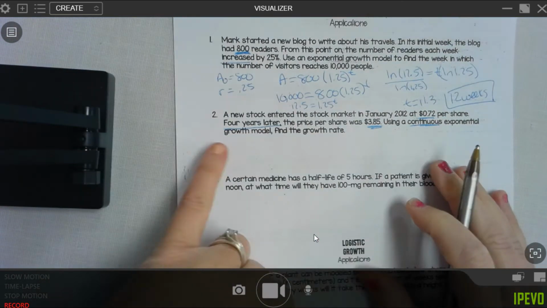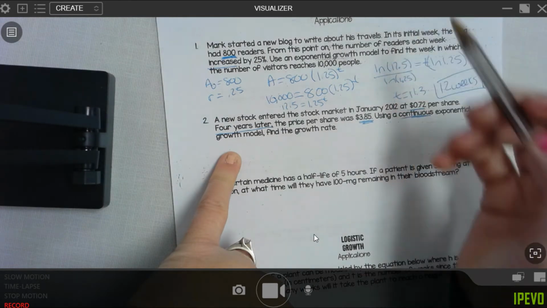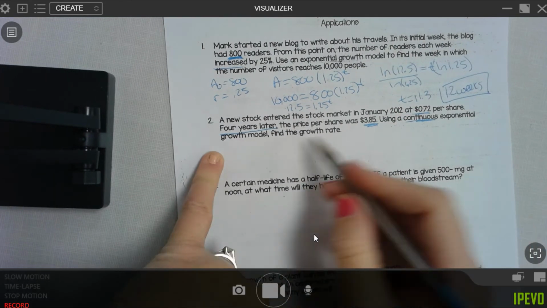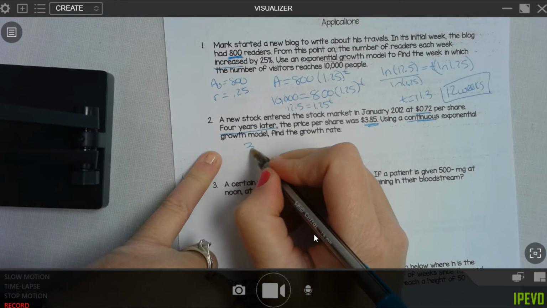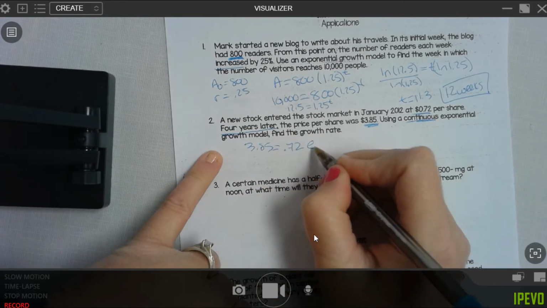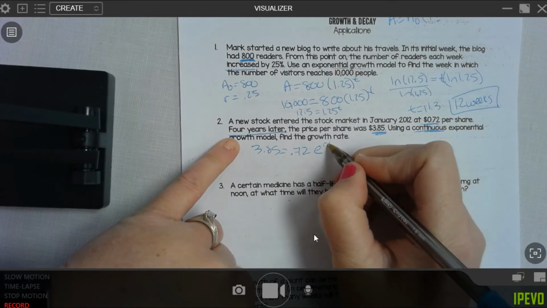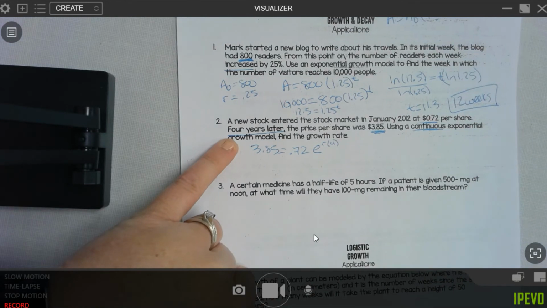So back here, continuous we're going to use, and I used to call it PERT in Algebra 2, P E to the R T, when we learned it. So here's the end amount. I have 72 cents as my initial. E is the button in your calculator. And the R, I don't know yet. And the time is 4 years. And we're just going to solve this to figure out R.